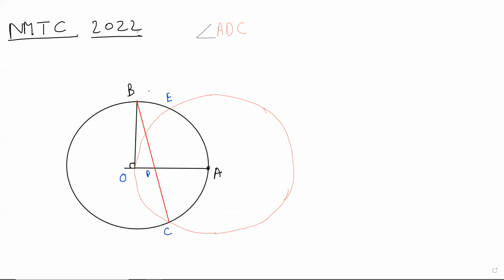Can you say anything about EC? Let's say OB is 1, right? That is fine. Unit circle, because that doesn't matter. Both are with radius 1. Try to say something about EC if you can.